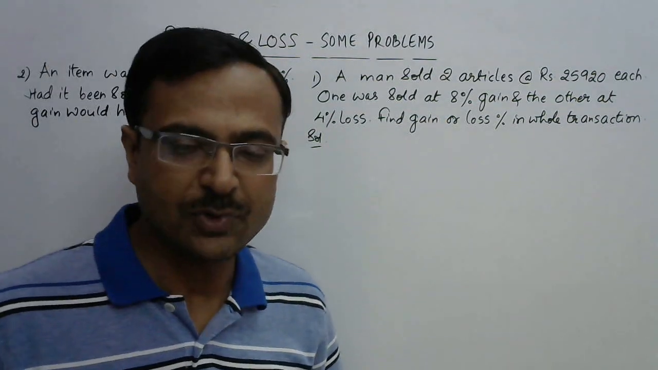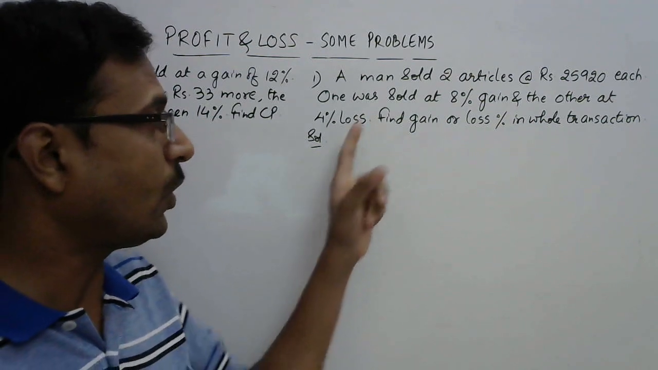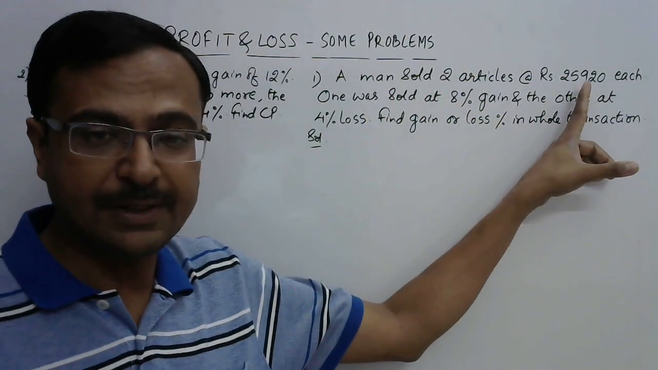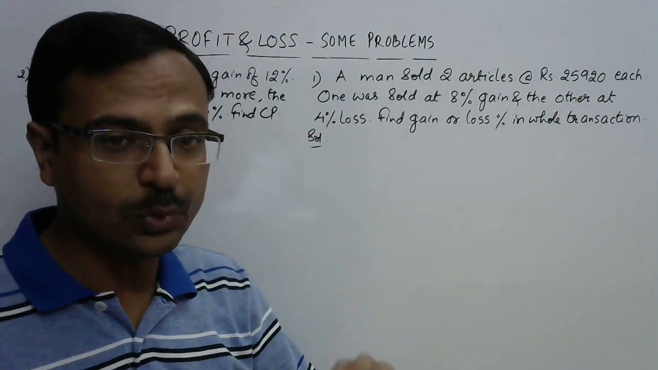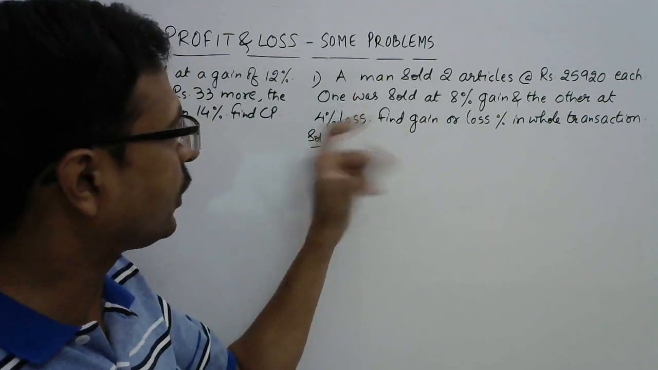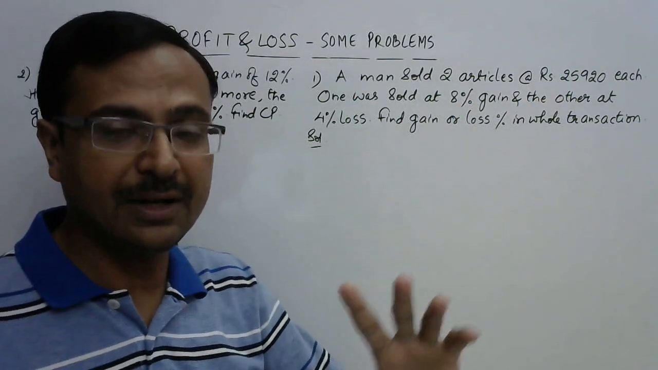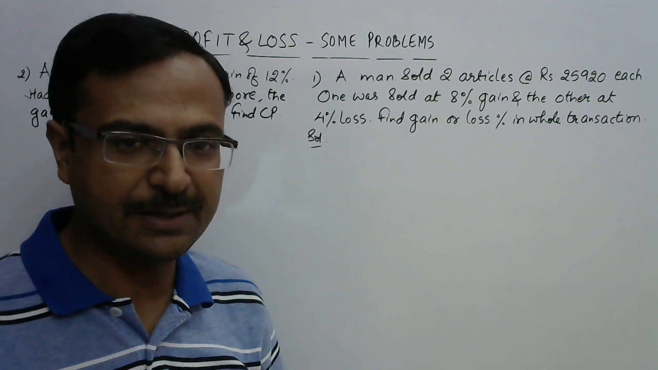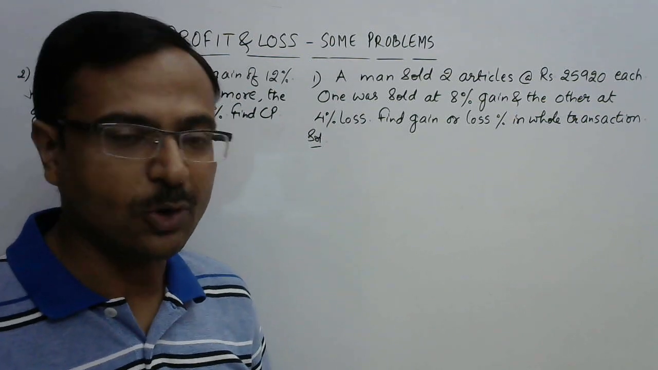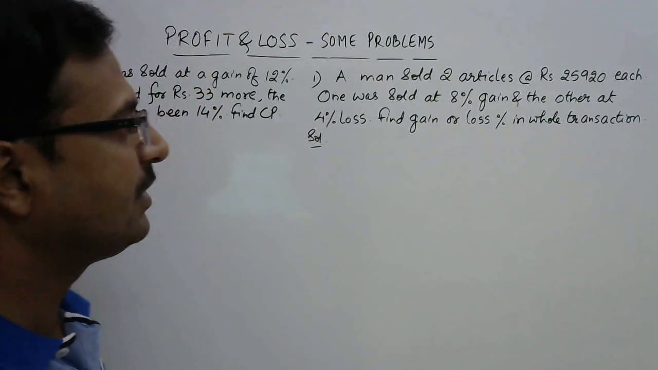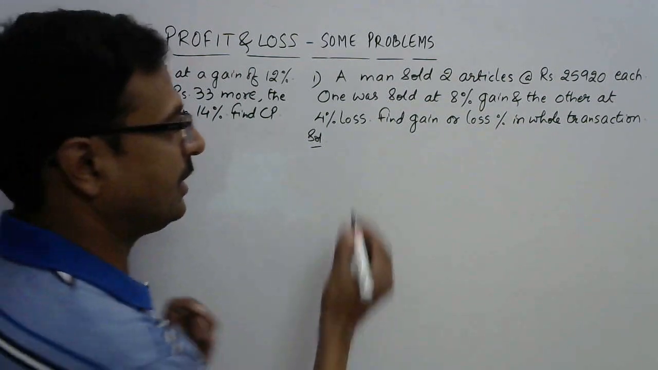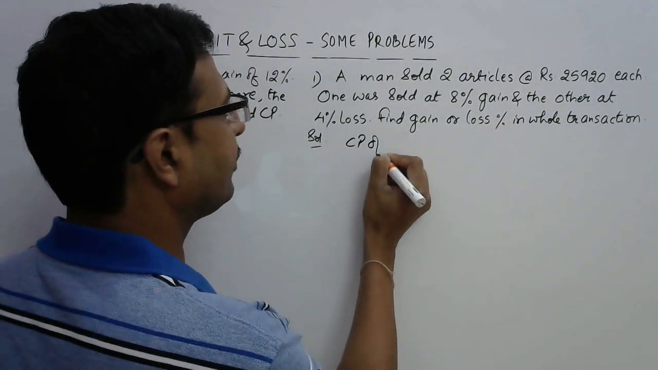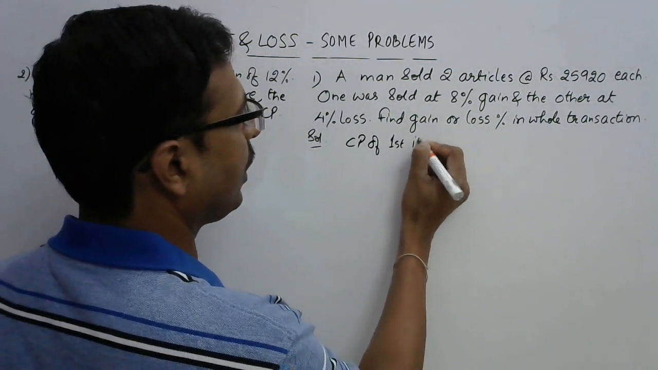Now in these types of questions, you are already given the selling price of the items. So unless and until you know the cost price of the items, you cannot find the gain or loss percent. So let us find the cost price of the first item. Now CP of first item. Now how do you do this?